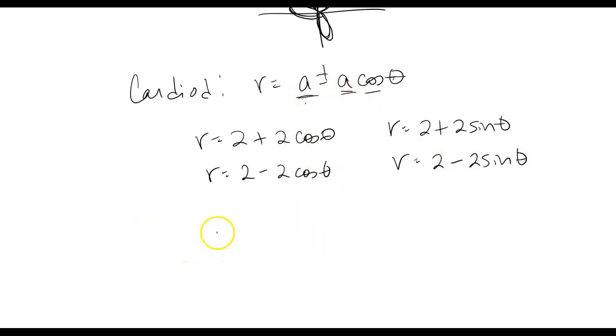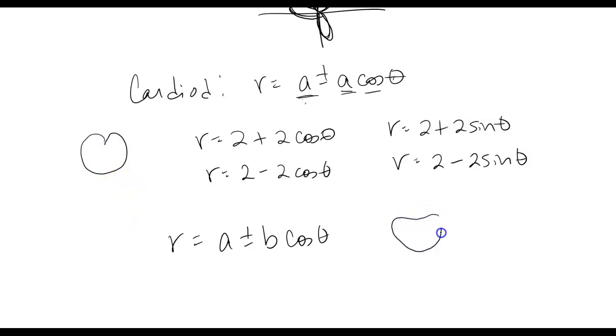In other words, what if you have a parent function that's A plus or minus B cosine or sine of theta, meaning these are different numbers? Well, what happens is your cardioid, which typically looks like a heart, ends up either flattening out and looking kind of like a dimpled heart. We actually call this a limaçon.